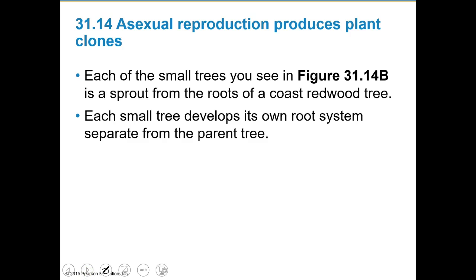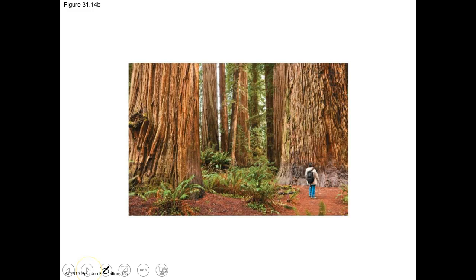Each of the small trees that you're about to see is a sprout from the roots of a coast redwood tree. So each small tree develops its own root system separate from the parent. Each of these small ones in here is sort of part of the whole big redwood.